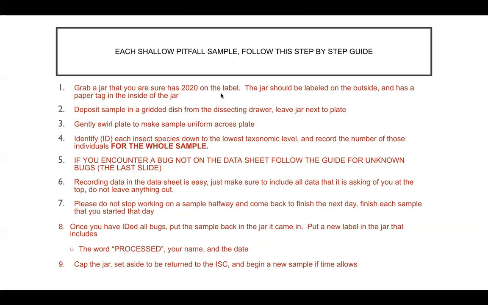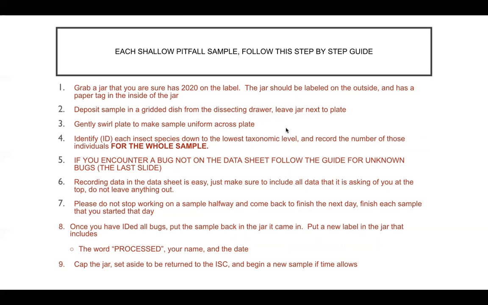Okay, so for the shallow pitfall traps, you're going to grab a jar that you are sure has a 2020 label on it. There are going to be some jars that look very similar that say 2019 on them, so just be careful of that. The jar should be labeled on the outside, but it also has a paper tag on the inside of the jar, and those two tags should match, the one on the outside and the inside.